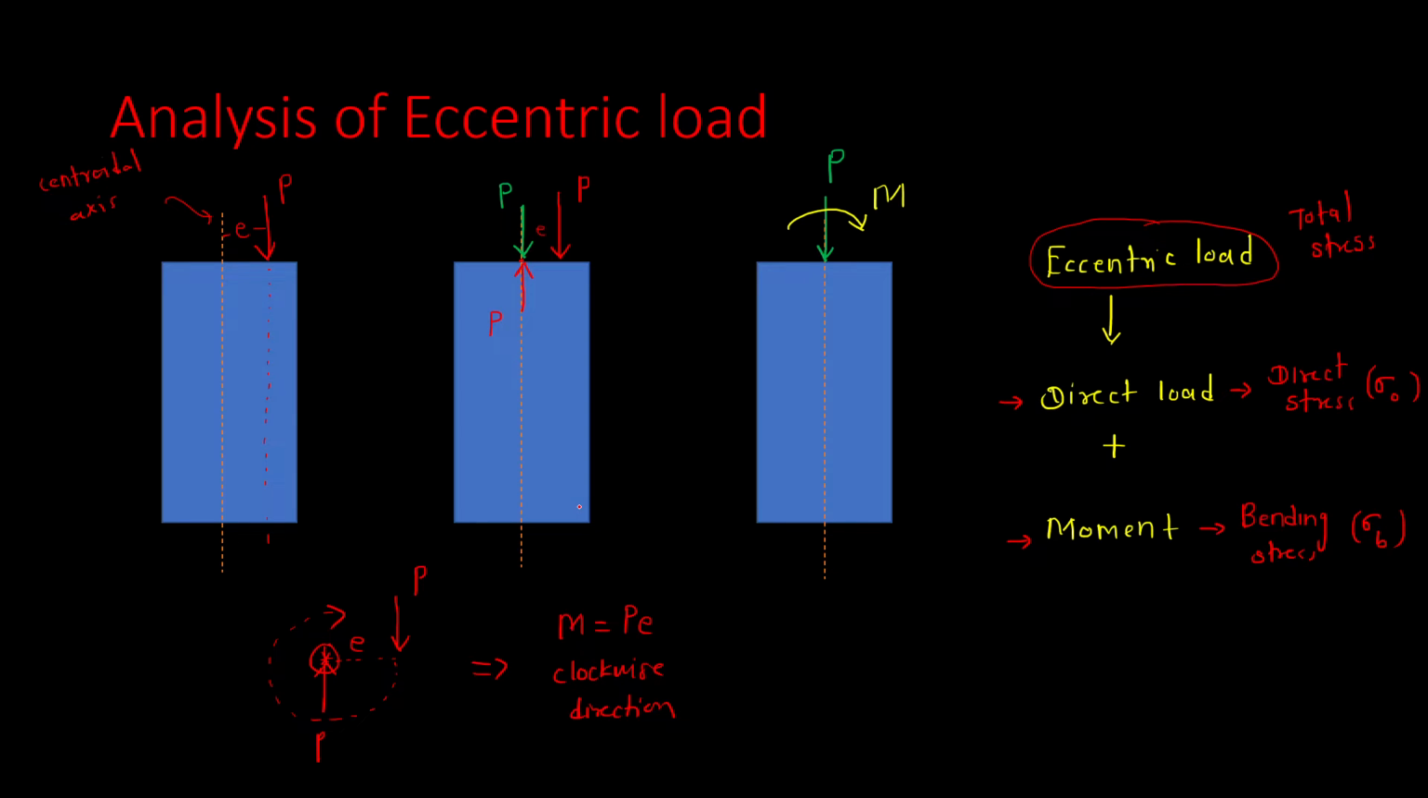So in the previous video we have seen the analysis of eccentric load, that an eccentric load can be written as a combination of direct load and a moment. The direct load produces direct stress and the moment produces the bending stress. Now we will try to find out what are the total stresses when eccentric load is acting.